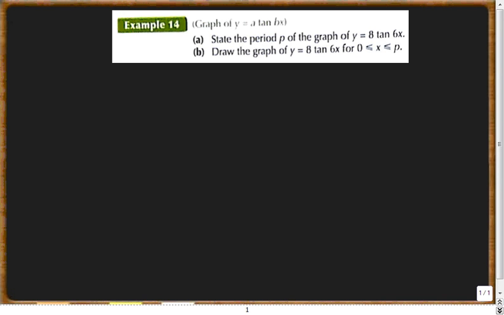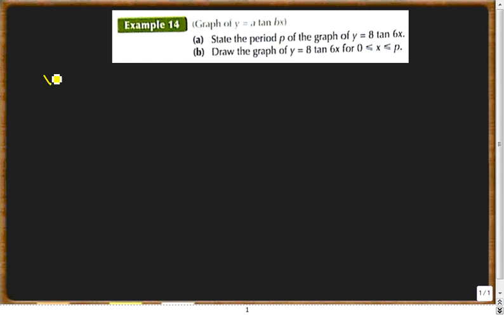Example 14 is referring to the graph of tangent of x. It says, state the period p of the graph of y equals 8 tangent of x. Well, to find the period for tangent of x, or tangent of 6x, we need to know what its original period was.